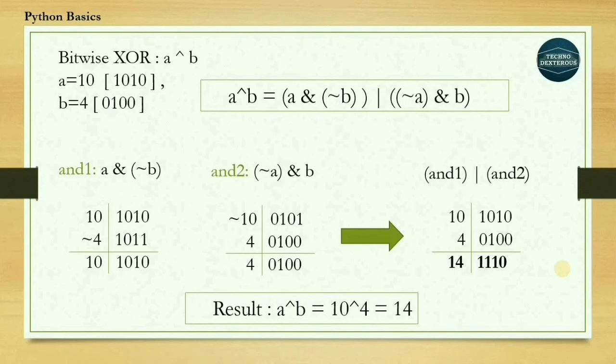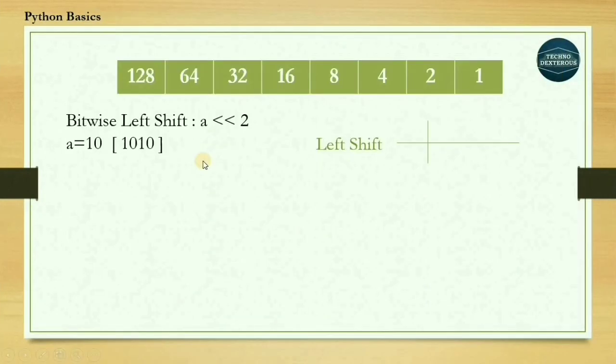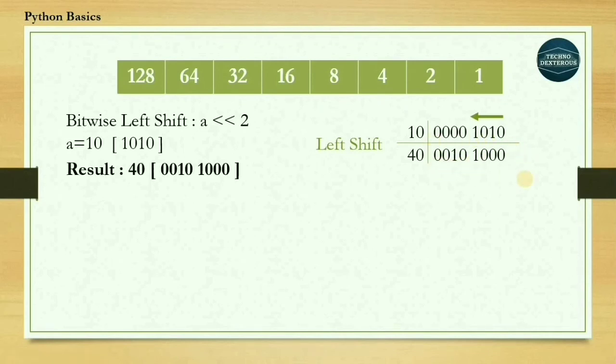Let's move towards bitwise left shift. The syntax of the left shift operator is like this. Here it is shifting the bits of variable A towards the left side by 2 digits. This is the 8-bit binary representation of 10. We are going to left shift the number by 2 digits. 1010 will be shifted towards the left by 2 digits and we will get this result. So this is our left shift operator output. Thus we have got 40 as a result by shifting variable A towards the left by 2 digits.